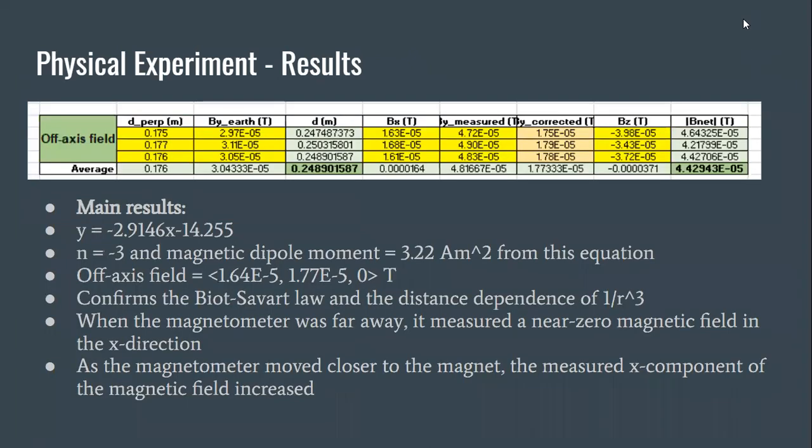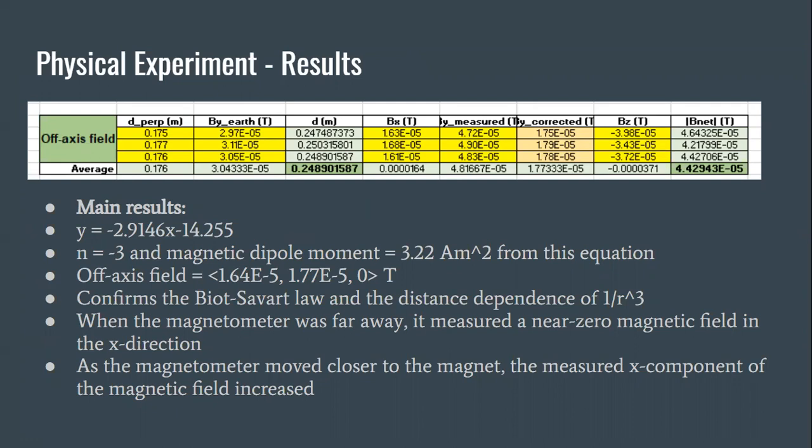So here are the main results again. We can also see my off-axis field at 45 degrees is given here, and we can calculate the net field. Here's our X component, and here's our corrected Y component, found by subtracting the Y component measured from the Earth. Our main results overall were this equation right here, which gave us an N of -3, meaning that the magnetic field depended on 1 over R cubed.